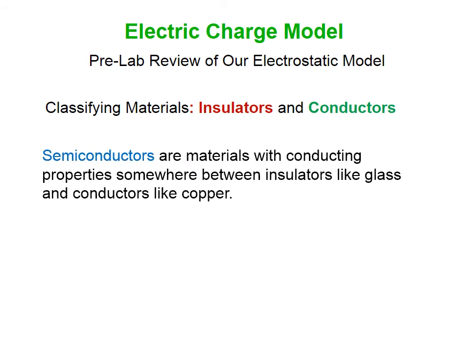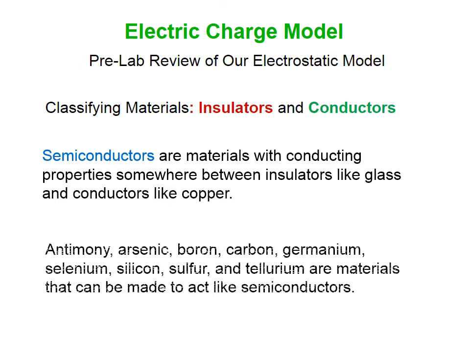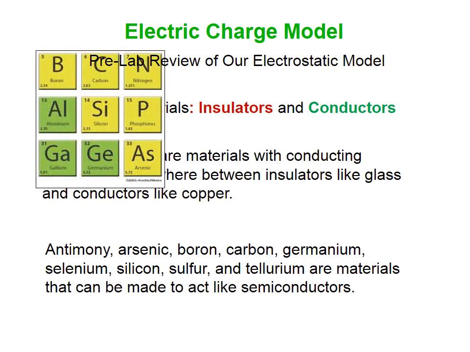There's a third classification of material, which we call semiconductors, and these are materials with conducting properties somewhere between insulators like glass and conductors like copper. Antimony, arsenic, boron, carbon, germanium, selenium, silicon, sulfur, and tellurium are materials that can be made to act like semiconductors.